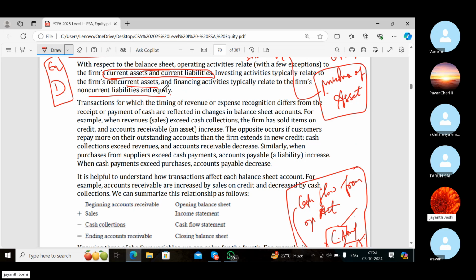If you take investing activities into the picture, all the non-current assets you would see in investing activities, and when you consider financing activities, all the debt, long-term debts and equity come under financing activities. Transactions for which the timing of revenue or expense recognition differs from receipt or payment of cash are reflected in changes in balance sheet accounts. So they are saying there may be some transactions which may happen.